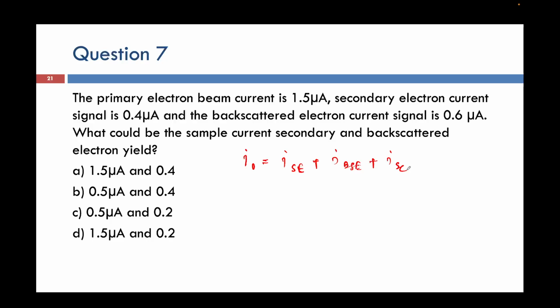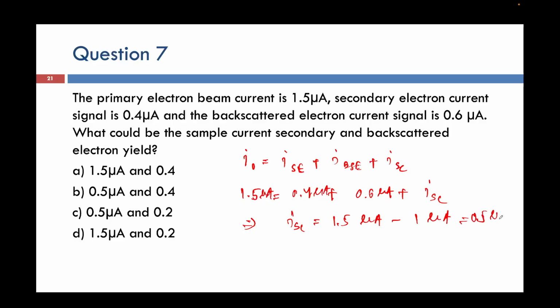So here I naught, the primary electron beam current, is 1.5 microampere. Secondary electron current is 0.4 microampere plus backscattered electron current is 0.6 microampere. They are asking what could be the sample current. So the sample current will be 1.5 microampere minus 1 microampere, so it would be 0.5 microampere.